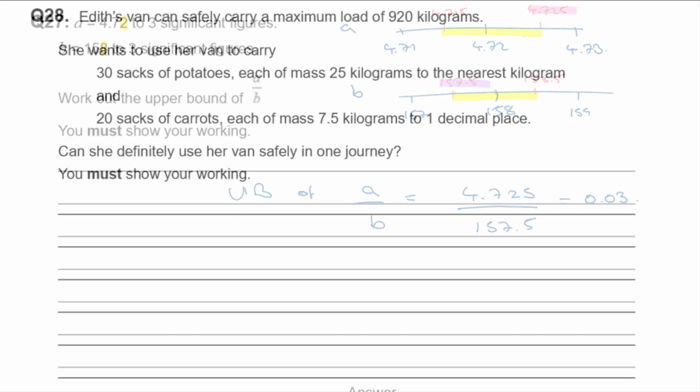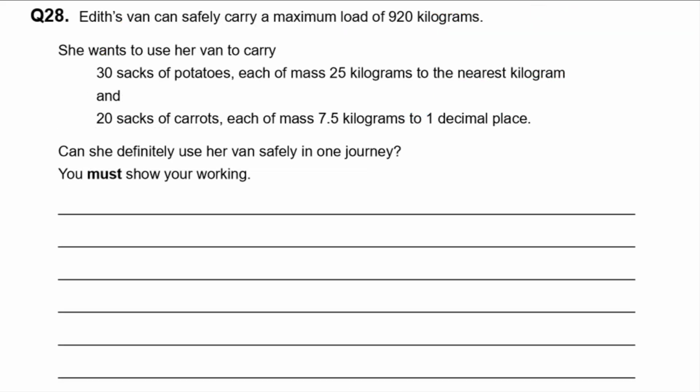Question 28. Edith's van can safely carry a maximum load of 920 kilograms. She wants to use her van to carry 30 sacks of potatoes, each of mass 25 kilograms, to the nearest kilogram, and 30 sacks of carrots, each of mass 7.5 kilograms, to 1 decimal place. Can she definitely use her van safely in one journey? You must show your working.